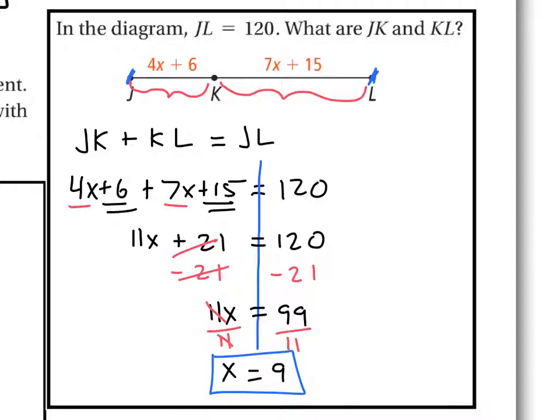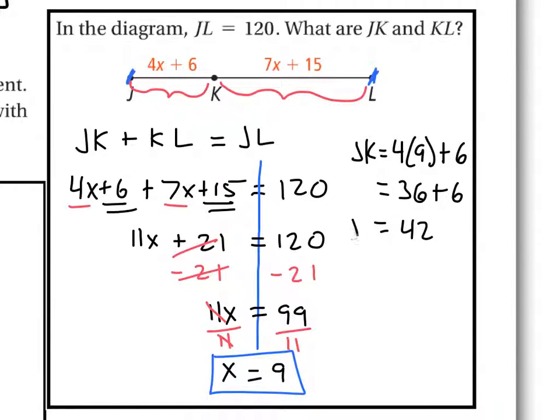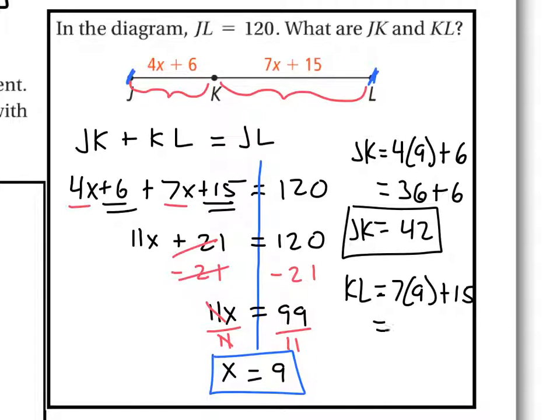Okay, but are we done? Is that what they asked us to do, solve for x? No. They want us to find JK and KL. So we have to go that extra step and plug this back in. So we know that JK is 4 times 9 plus 6. So what's 4 times 9? 36 plus 6? 42. There's JK. And KL is 7 times 9 plus 15. 7 times 9? 63 plus 15? 78.